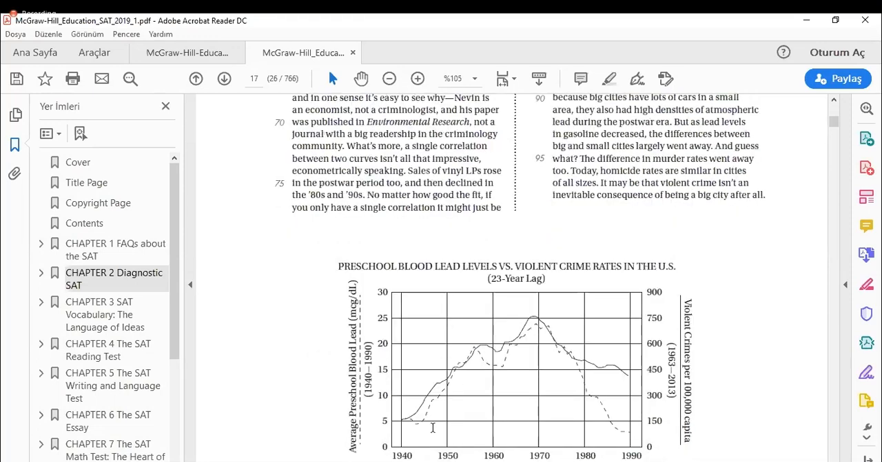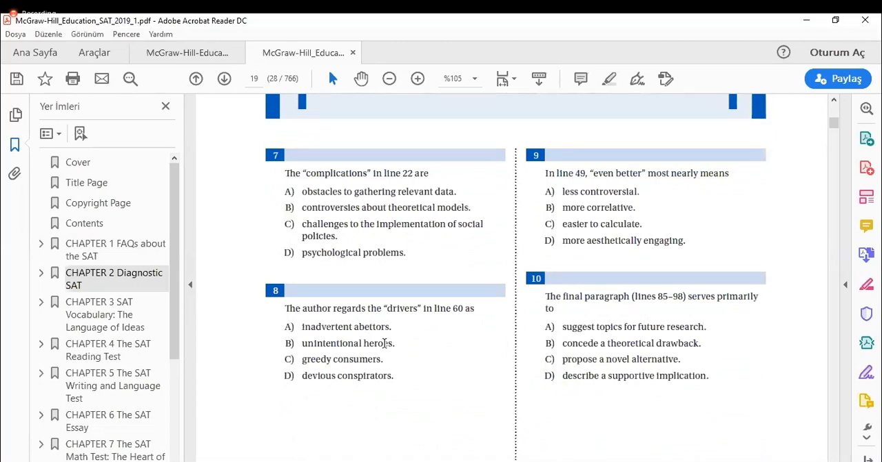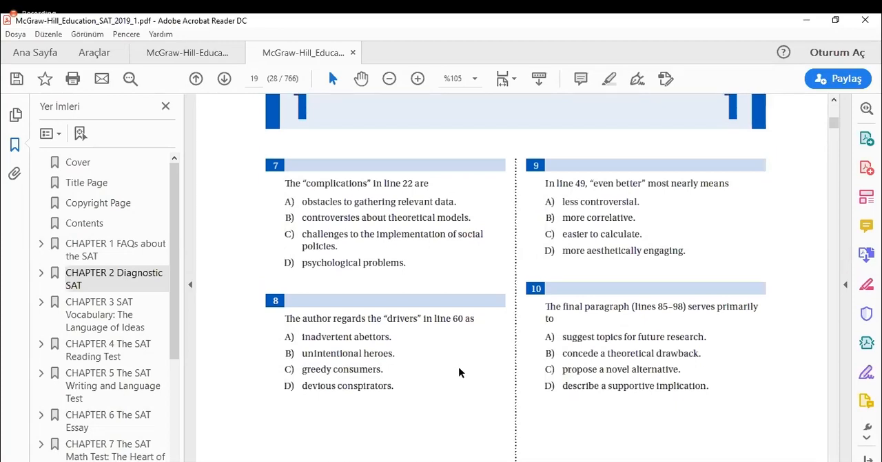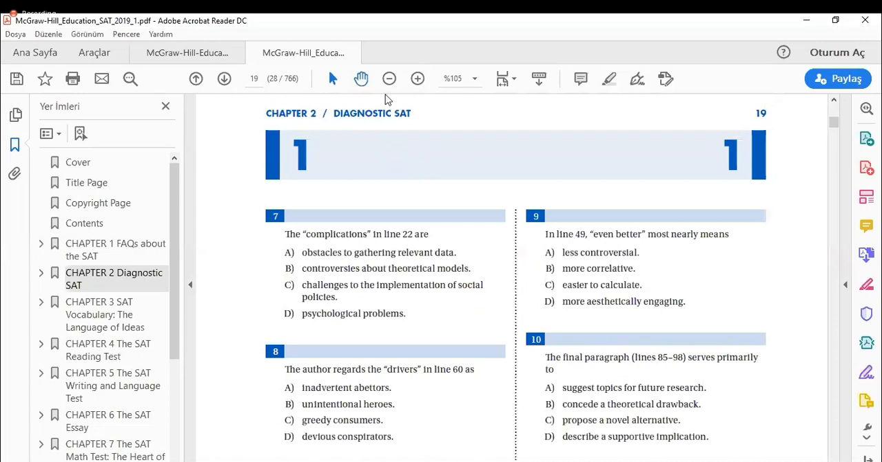So let's go back to the options. Inadvertent abettors, accidentally doing this. Sir, at the end of the paragraph, as we can see, they were unwittingly creating a crime wave. Yes, unwittingly. Definitely, you are right. So you see, we try to understand the word here and also identify the purpose of this noun and its function in the sentence. So it's not only a vocab question, it's also asking us to interpret the information given in the sentence and the paragraph. So let's look at the other options here.